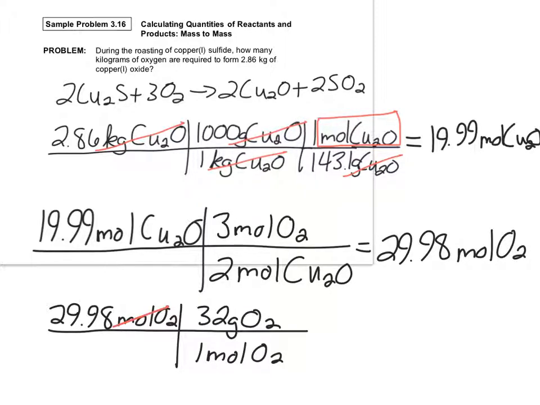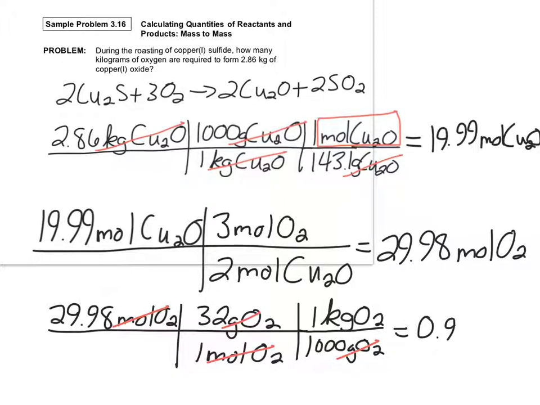All right, so let's check our units. I've got moles divided by moles, and I'm going to be left in grams. But I'm going to keep going with this because they want this in kilograms. And we know that there are 1,000 grams in 1 kilogram. And so let's check. I've got grams divided by grams, which equals 1. They're going to cancel. So what is this equal to? 29.98 times 32 divided by 1,000 equals 0.959 kilograms of O2 are going to be required to form 2.86 kilograms of the copper 1 oxide to answer the question.